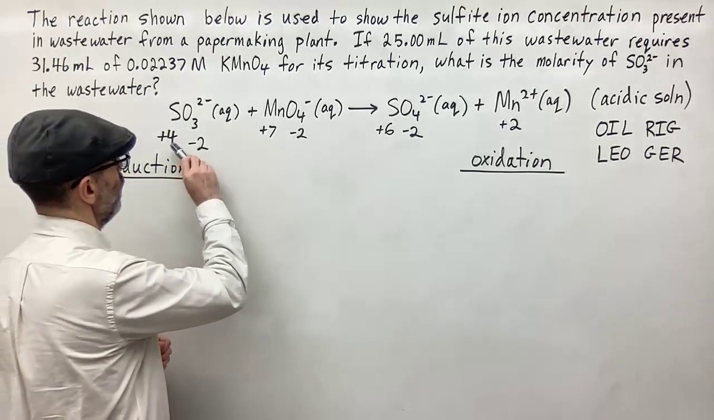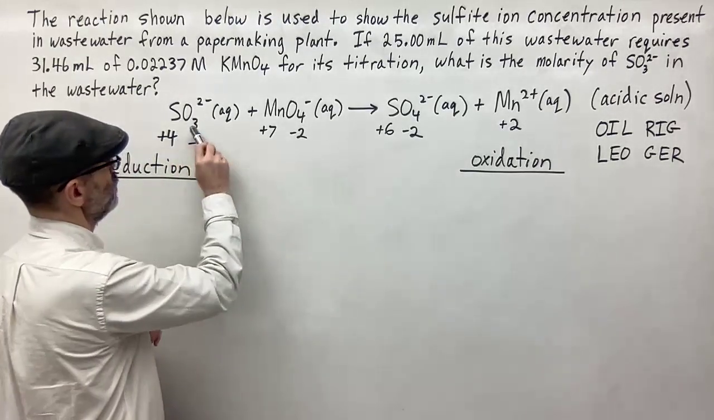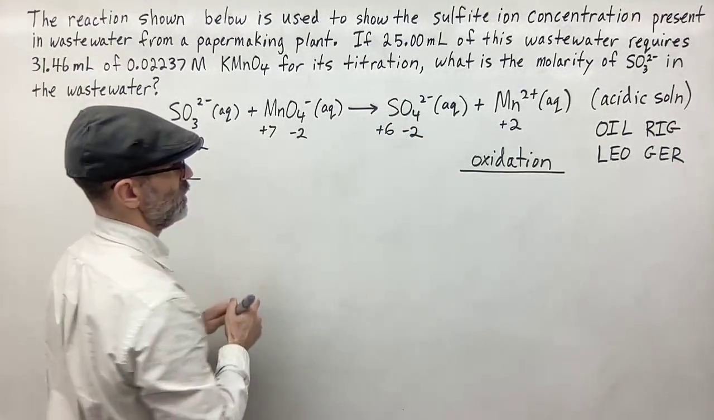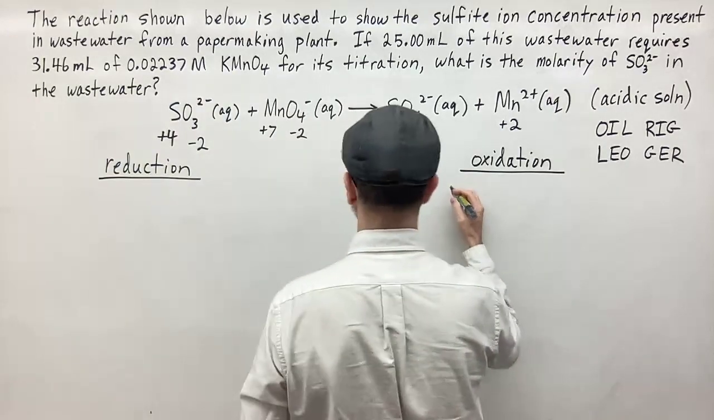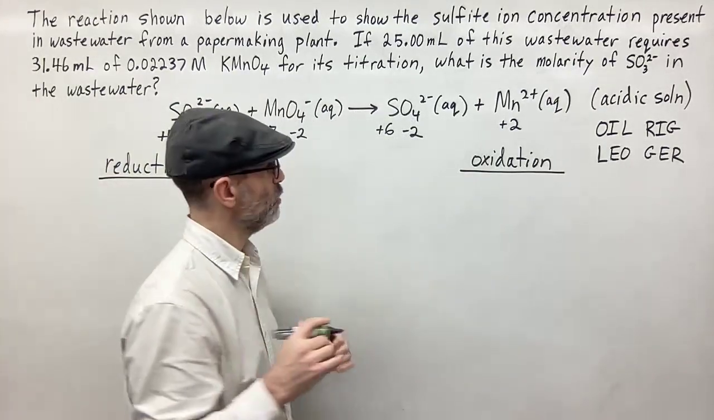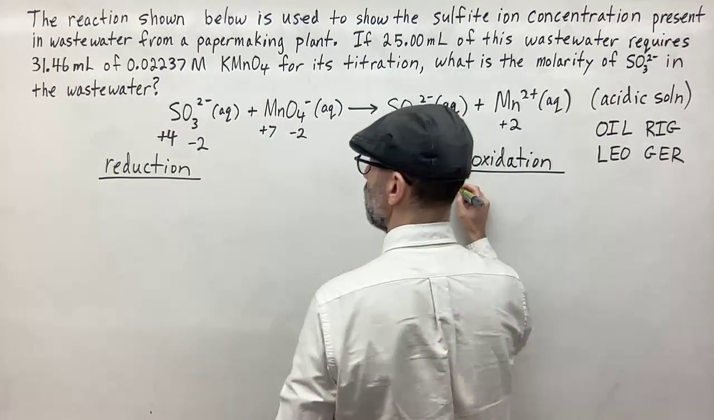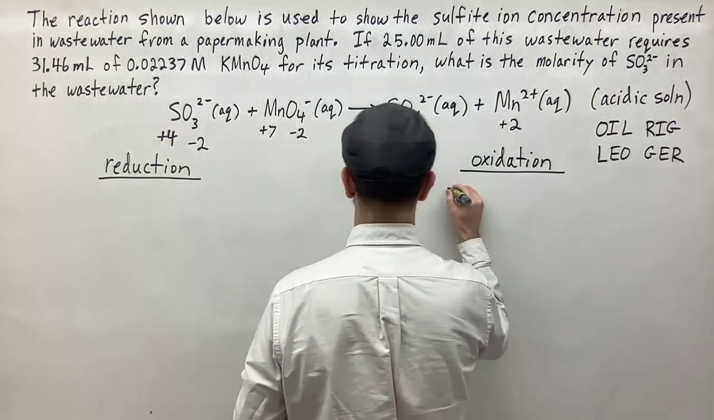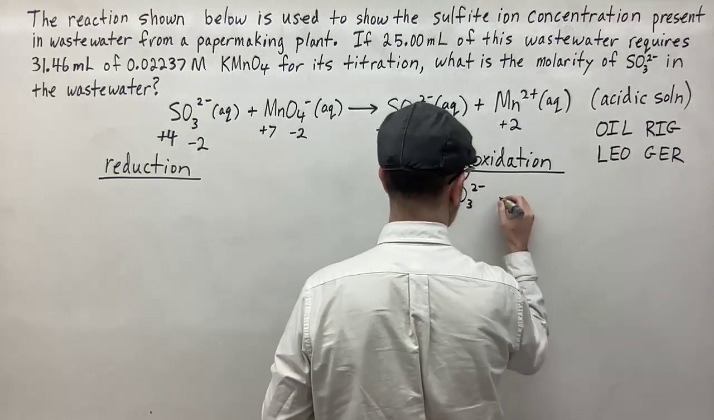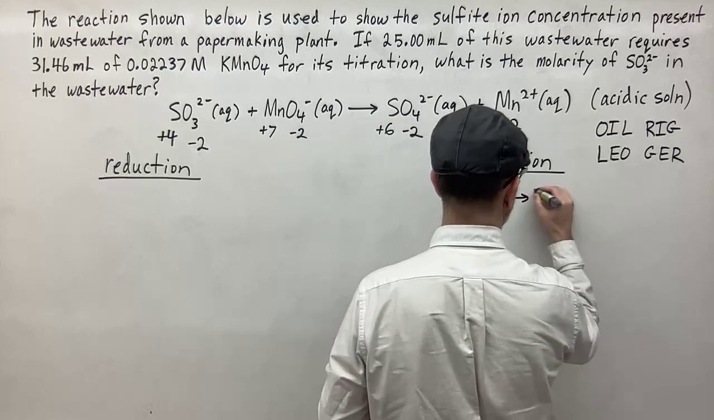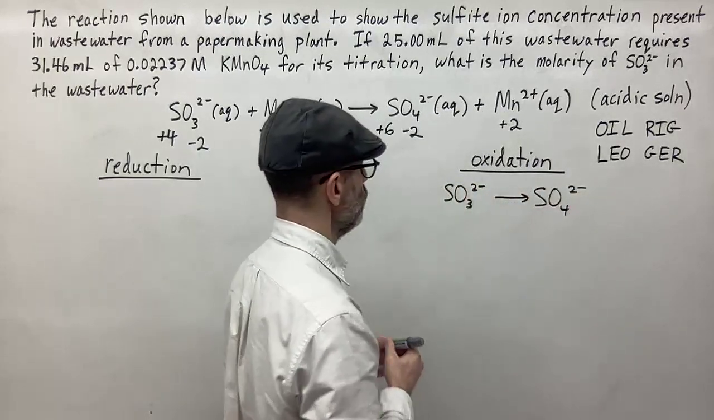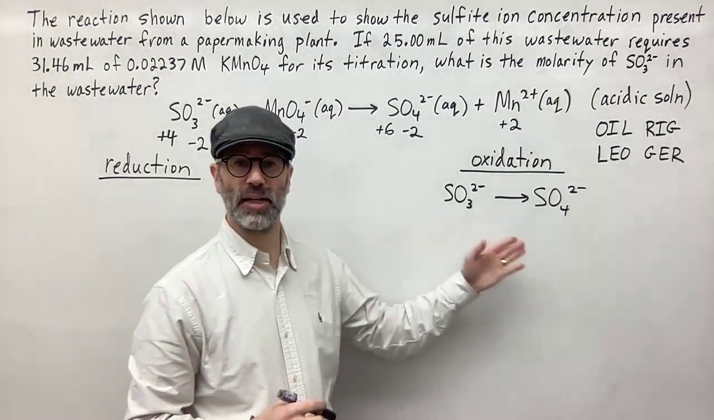So therefore, SO3 2- and SO4 2- are part of the oxidation half reaction. These are called half reactions. We're dividing them in half. So oxidation we'll have over here. SO3 2- goes to SO4 2-. So here's my half reaction for oxidation.